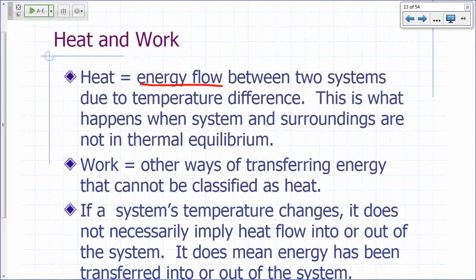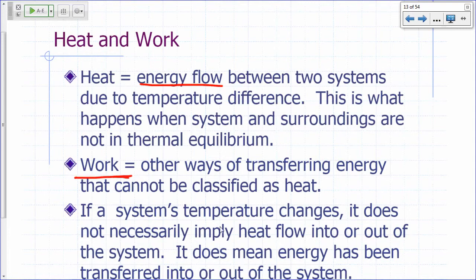So when the system and the surroundings are not in thermal equilibrium, you're going to have heat flow. Now, any other way of transferring energy is called work. Any other way of transferring energy that cannot be classified as heat would be a transfer of energy by way of what we would call work.